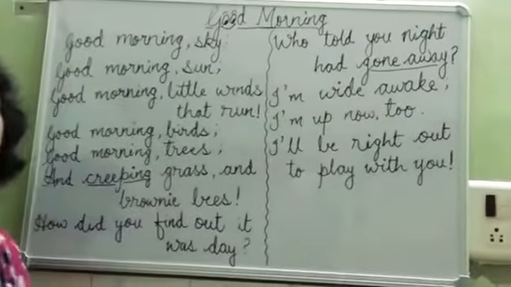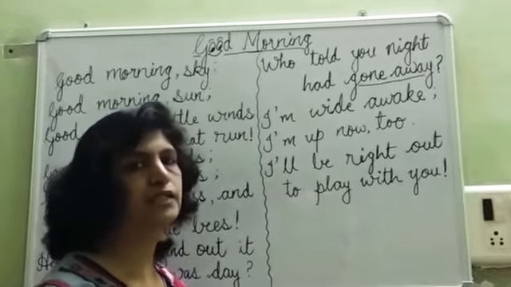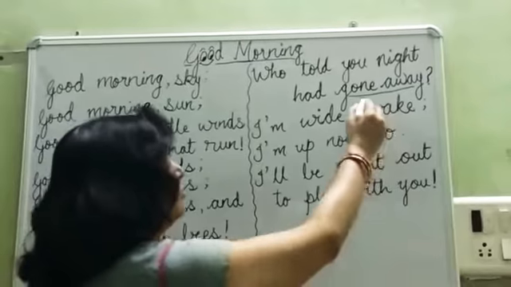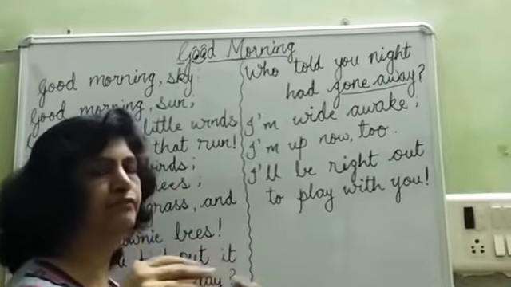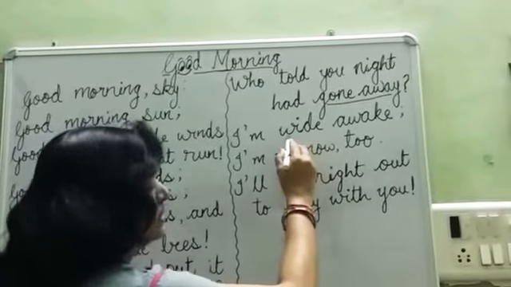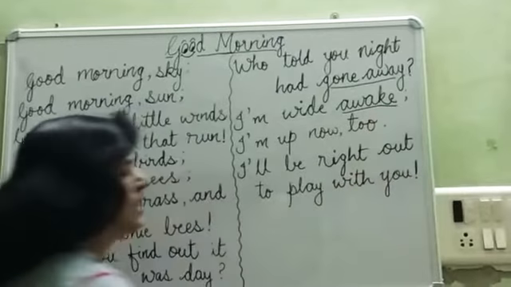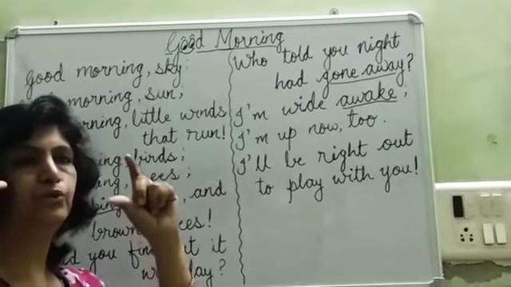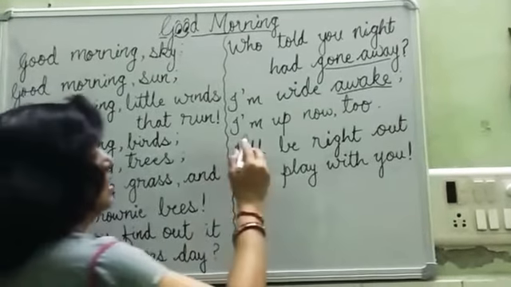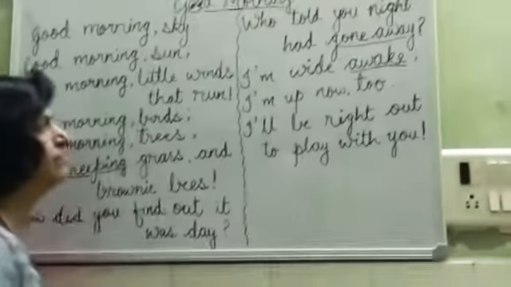Gone is the third form of the verb go. Second form went and third form is gone. Go, went, gone. Gone away means जो जा चुका है, which has gone. I'm wide awake. Awake. The new word here now is awake. Awake means मैं जगी हुई हूँ, मैं सो नहीं रही हूँ. I am awake. Arise. I'm up now too. I'll be right out to play with you.